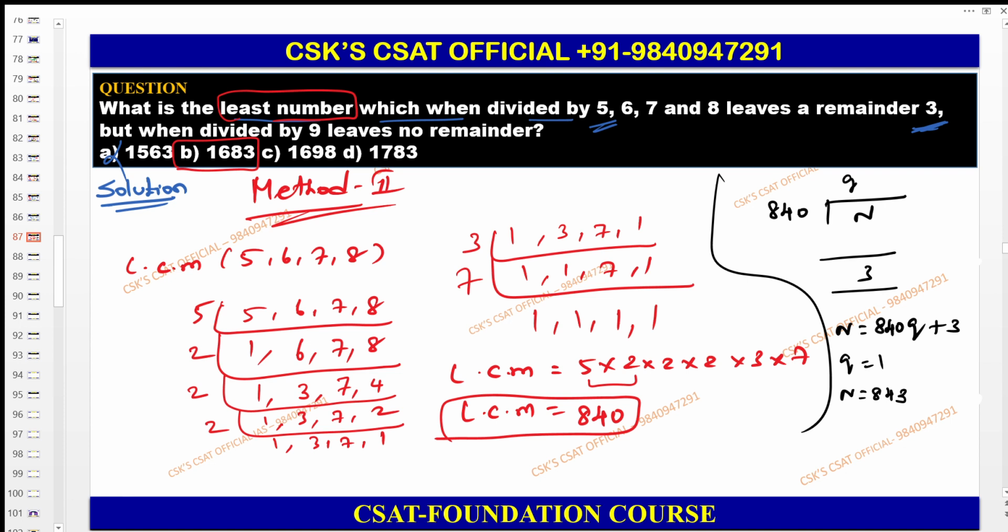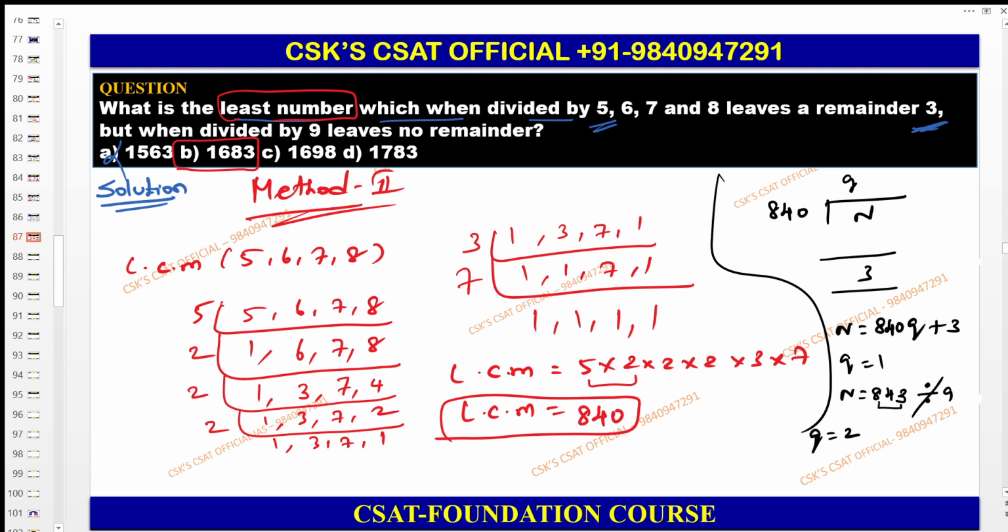Okay, listen very carefully. But when divided by 9 leaves you no remainder, right? Listen very carefully. N is equal to 843. Check here, divisible by 9 or not. Since you know the concept called divisibility by 9, here 8 plus 3 is 11, 11 plus 4 is 15, so it is not divisible. Therefore not this one.